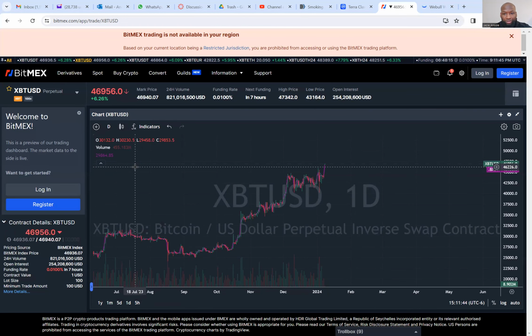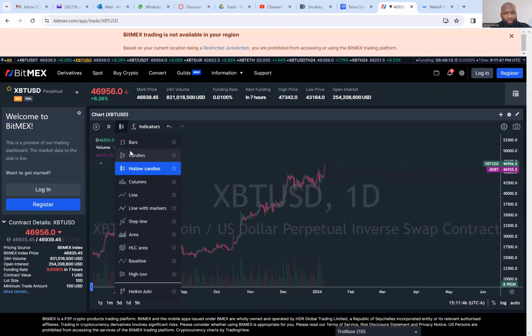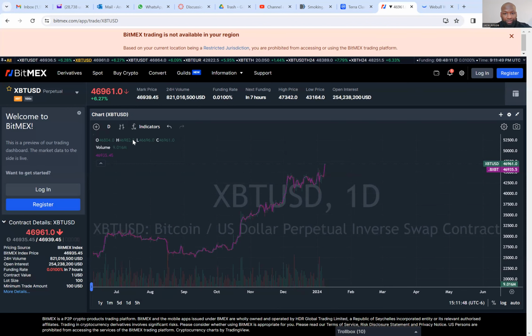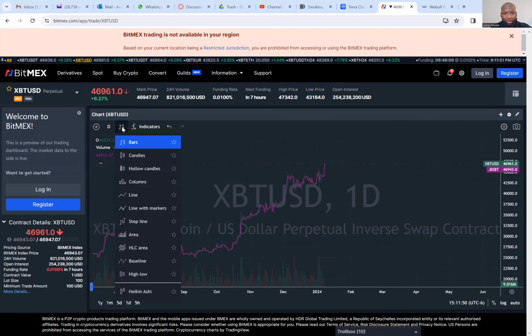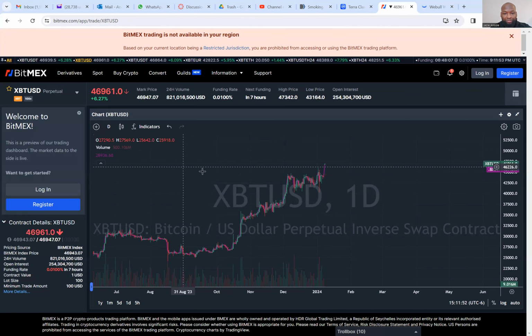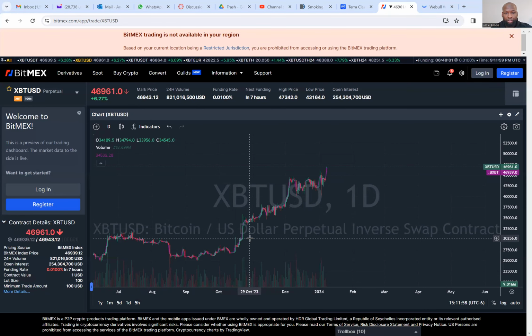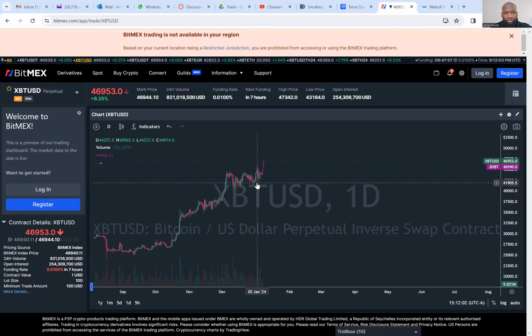Some people use Heikin-Ashi candles, candlesticks. There's even bars, but I never really use bars. So just candlesticks. Like I explained earlier, when it's green, usually it means it's bullish, and when it's red, it's bearish, right? Sorry, when it's green it means it's going up, and when it's red it means it's going down.